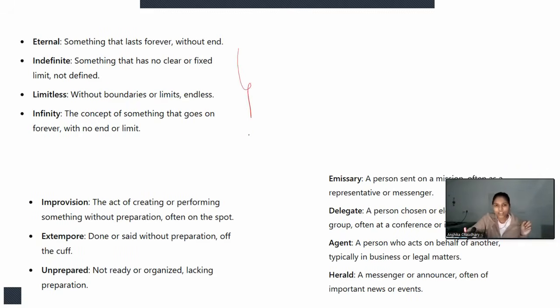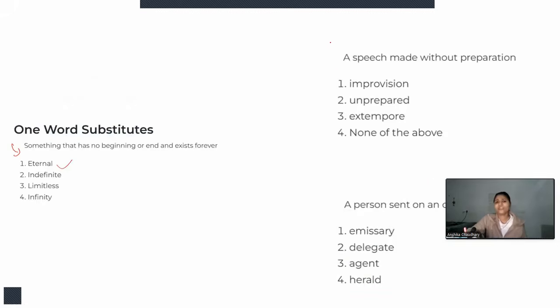So these are the descriptions of all four. It will be helpful for you. I have written down all the things here. The next one word is: a speech made without preparation is called extempore. Some one-word substitutions you should memorize, these are the most important. So a speech made without preparation is called extempore.